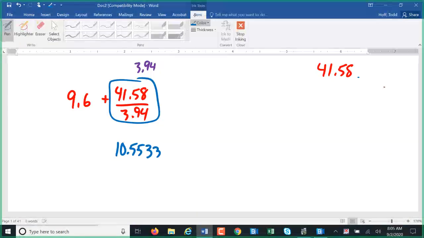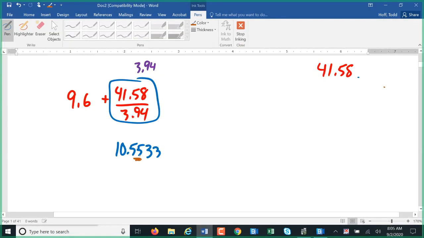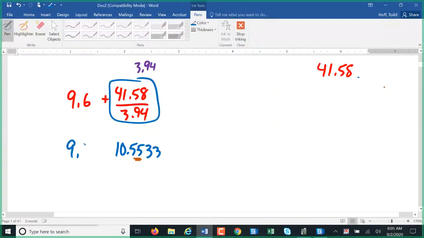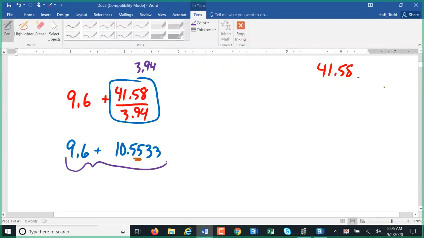We said we wanted our answer expressed to the nearest 100th. That would be right here. Notice I'm keeping that calculation 2 digits past. So now last step is to add those two, 9.6 and 10.5533, which is 20.1533. And now we will round it to the nearest hundredth. So that's 20.15. Any questions there?